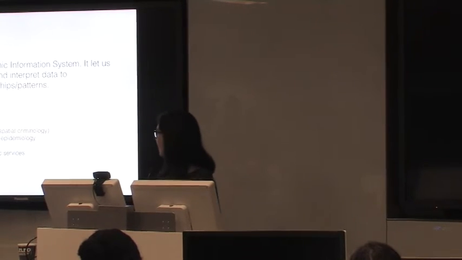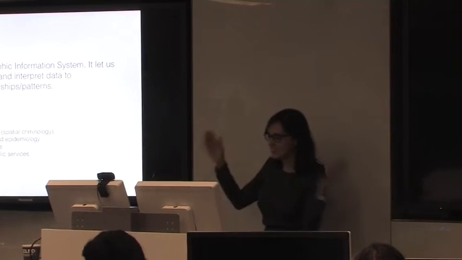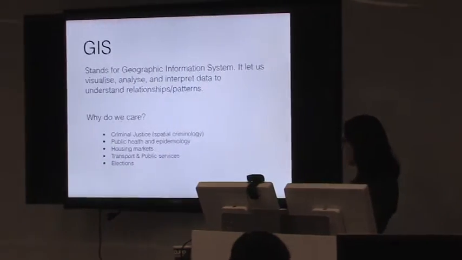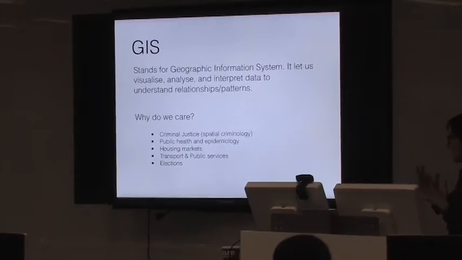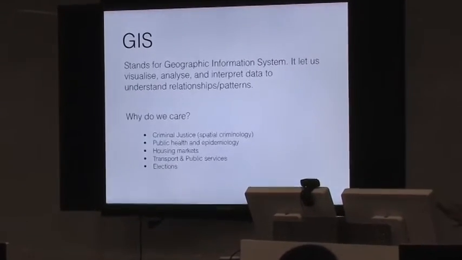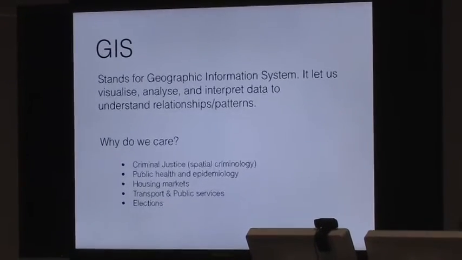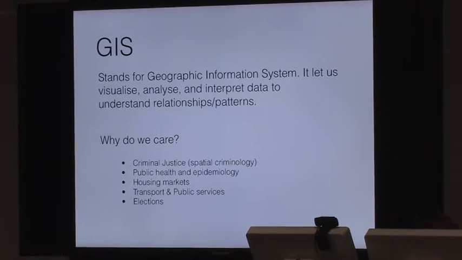So this is a word that is thrown around a lot, GIS. This stands for Geographic Information System. This is a system that would let us visualize, analyze, and interpret data to understand relationships and patterns. Now, why do we care about this? Or why did people care about that?